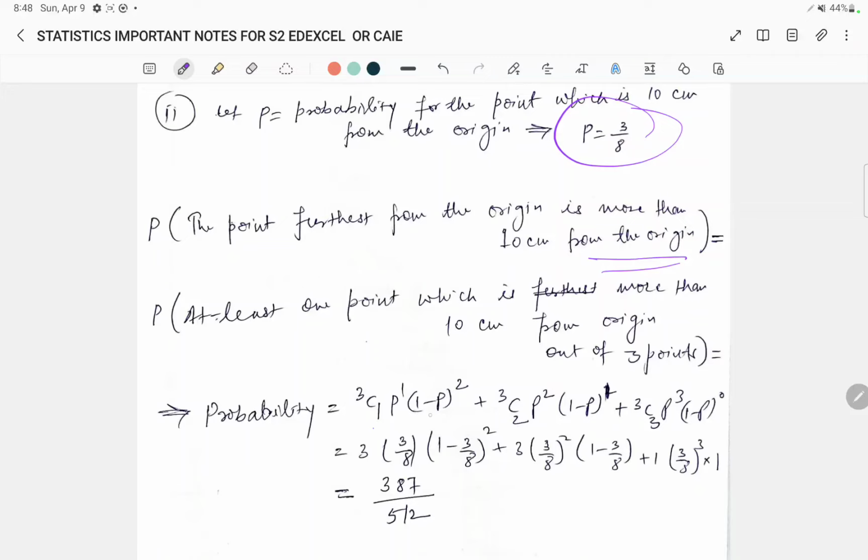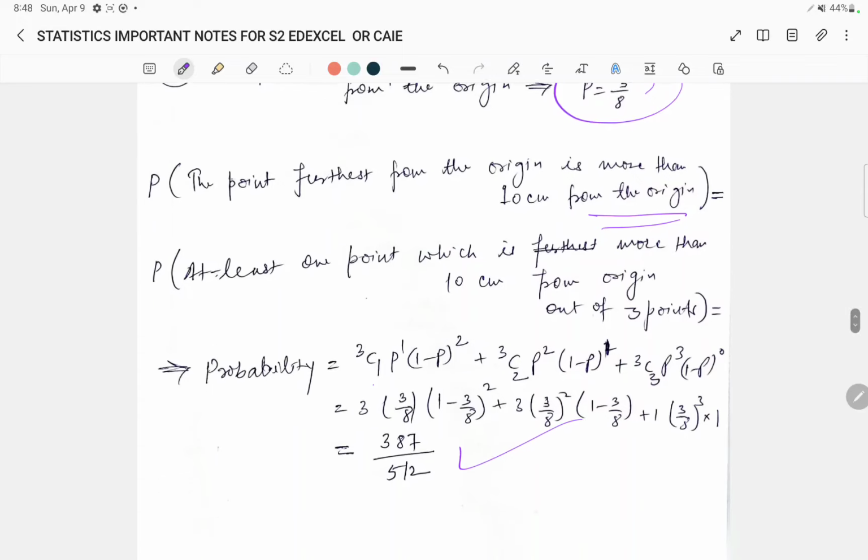So 3C1 p to the power 1 and q to the power 2, 3C2 p to the power 2 and q to the power 1, 3C3. p is 3/8 and q is 1 minus 3/8, that's 5/8. Just use a calculator, you will get 387/512.